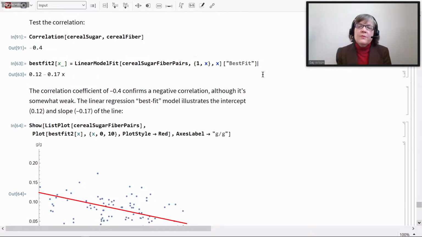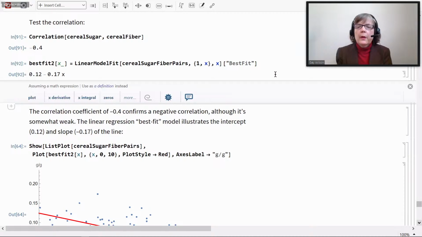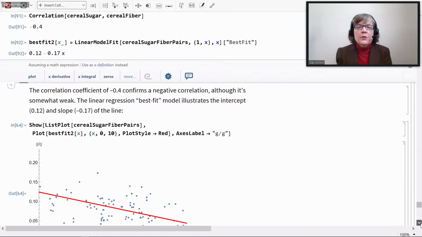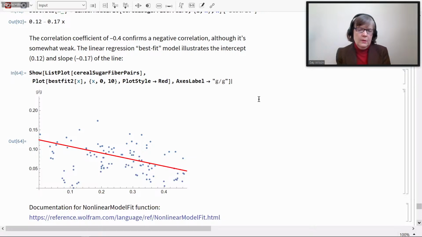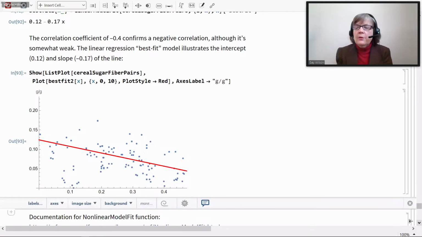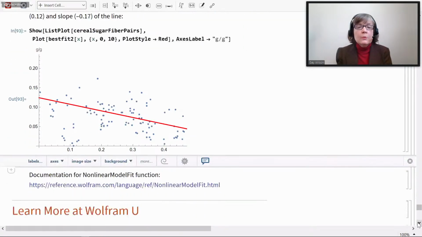I ran the best fit, where's my intercept and where's my slope? Let's take a look, and you can see, I'll just hit that again. You can see it is a downward slope. It is a negative correlation. And again, it's not a super steep dive, right? So you can see that's negative 0.4. It's a downward slope, but it's not a steep decline.